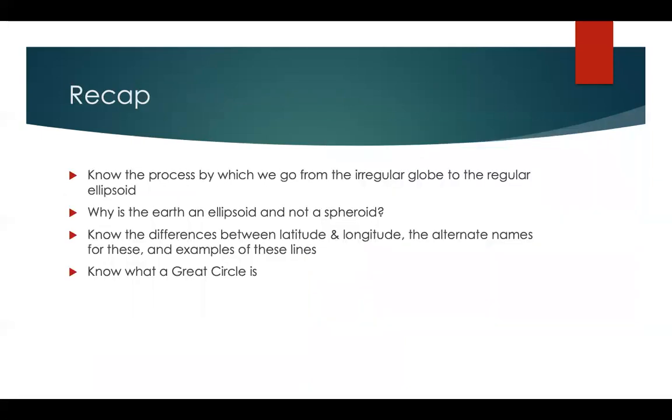Let's quickly recap. You need to know the processes by which we go from the irregular globe to the regular ellipsoid. Why is the Earth an ellipsoid and not a spheroid? Know the differences between latitude and longitude, the alternative names for these, and examples of these lines. Finally, know what a great circle is and when it comes into play.